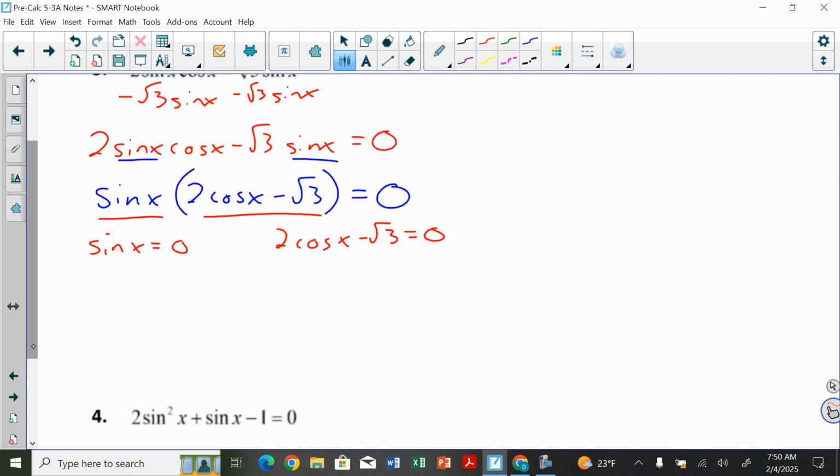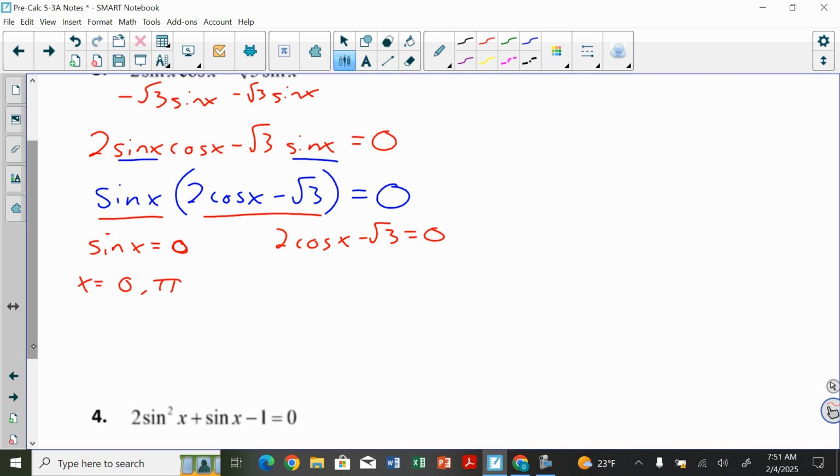So the first one's pretty easy. I'm just looking at where sine of x equals 0. So I'm looking on my unit circle, and we're talking sine. So I'm looking from 0 to 2 pi, where is sine of x 0? And it happens twice, right? It's going to be x equals 0 and pi is where that happens, okay?